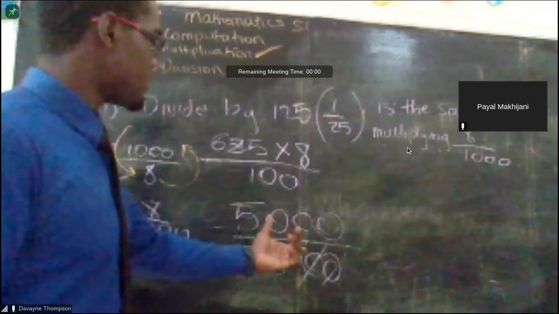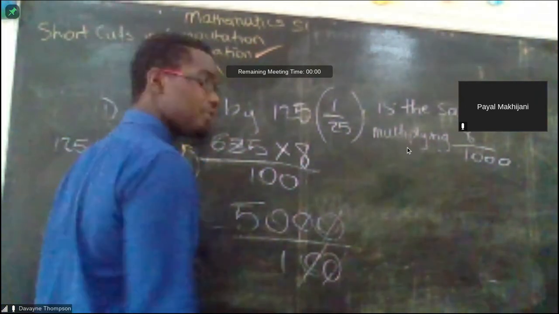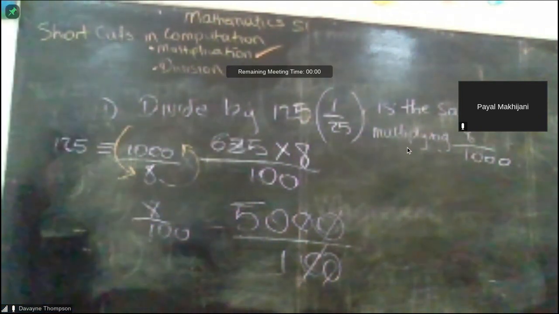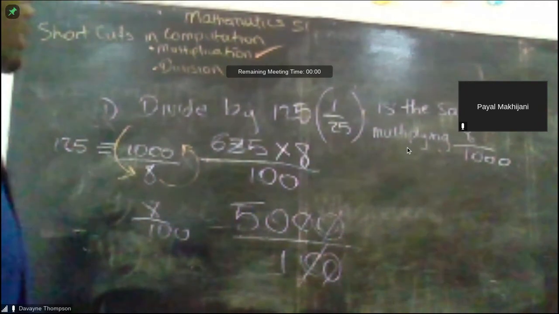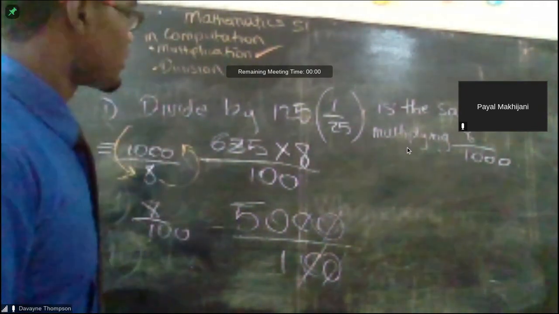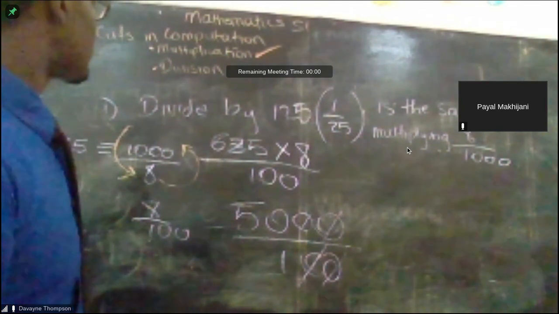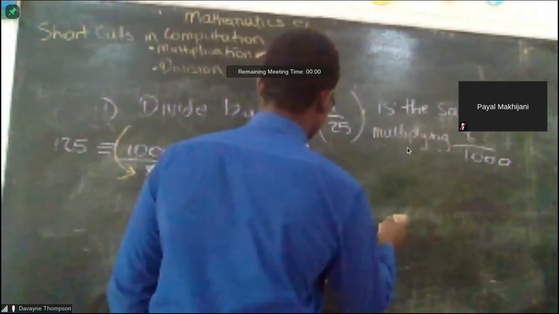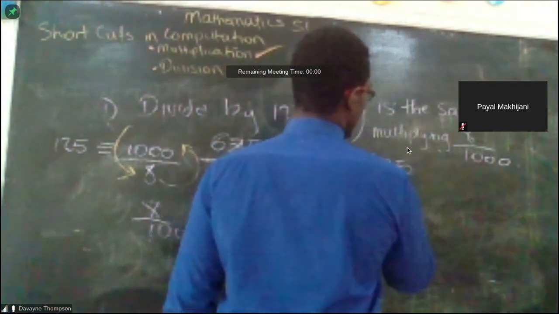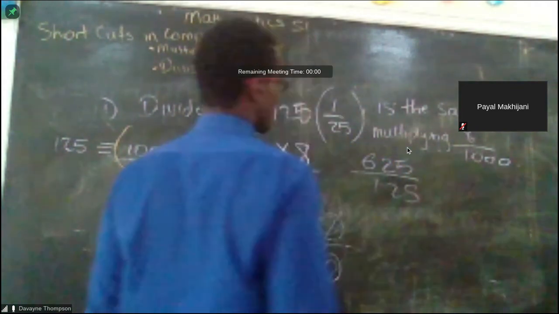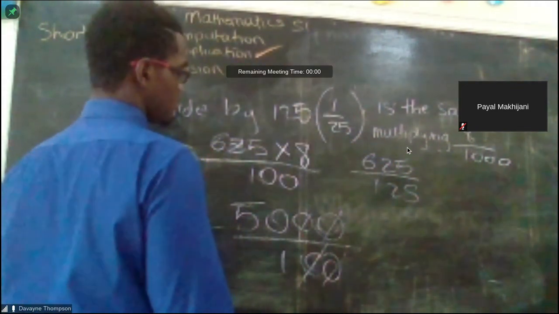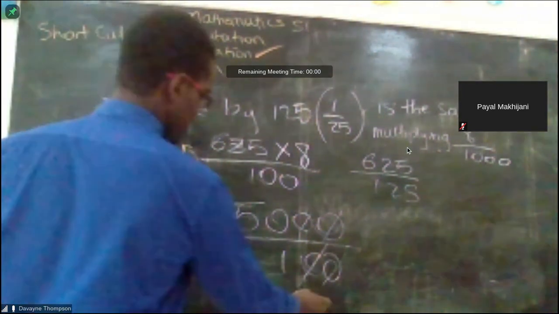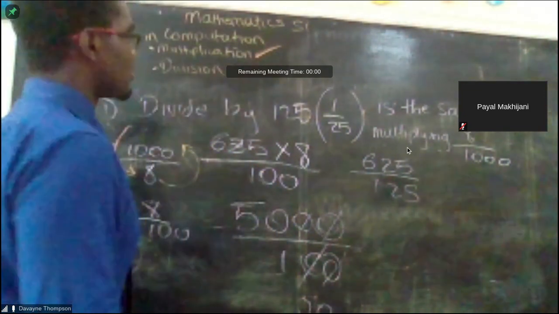So quickly, what is 5,000 divided by 100? You will cancel 2 zeros up here, so that means you have 50. Okay? So 625 divided by 125 would be 50. Understand? Yes, sir. Right. So let's put that. 625 divided by 125. Okay? It's the same thing as 50 here.